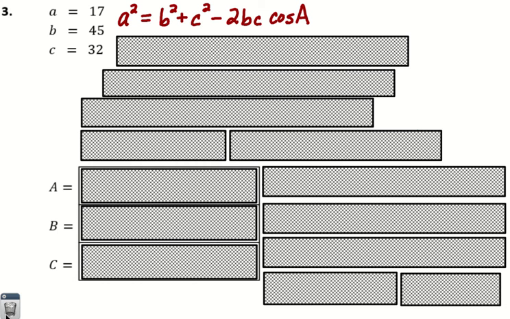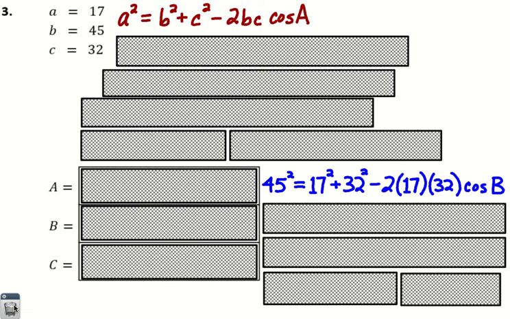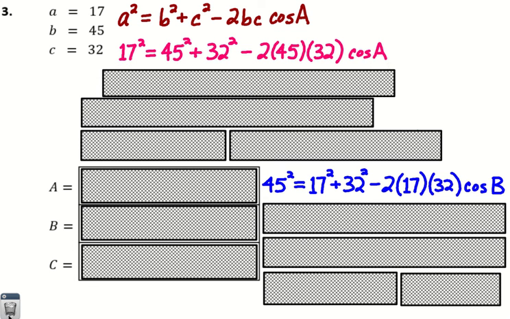We could find big A first, we could find big B first, or we could find big C first in this situation. But I'm just going to go in alphabetical order, and I'm going to find angle A, because it doesn't matter as long as I'm planning on using the law of cosines again right next. You know what I mean? So letting this play out, plugging in what I know.